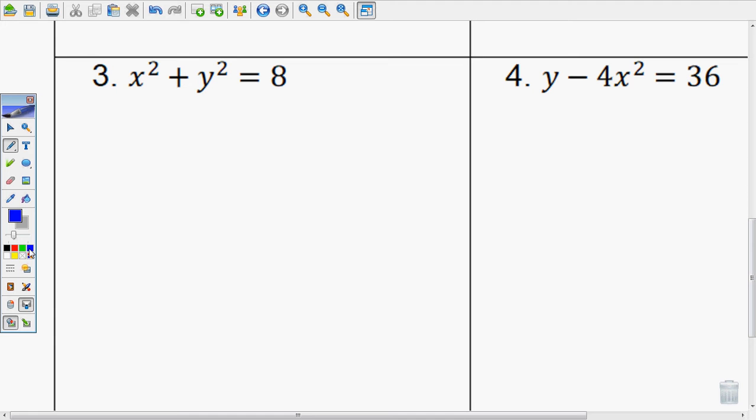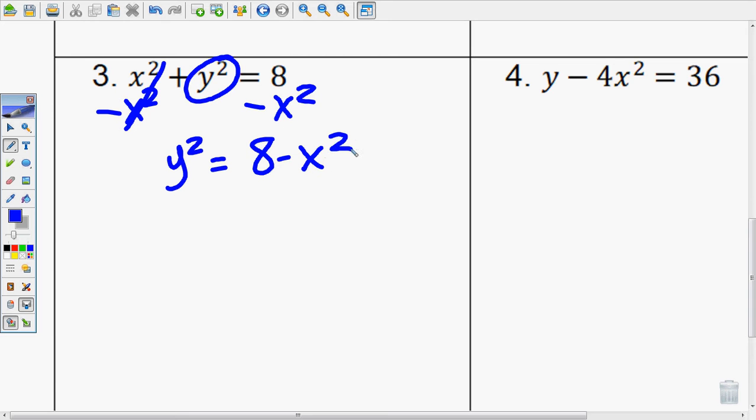We need to isolate the y. So we're going to circle our y and what's left outside of it. X squared. How am I going to move a positive x squared? I'm going to subtract it. So I subtract x squared. And I get y squared equals 8 minus x squared. Then I have to take the square root because the opposite of squaring something is to square root. It'll be y equals plus or minus the square root of 8 minus x squared.